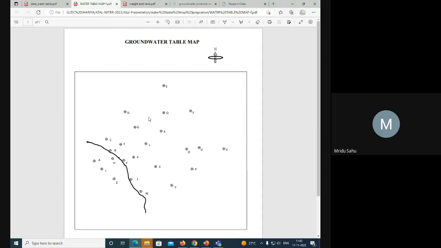Water table map preparation is very important. So we'll learn how to prepare the water table map. Here we'll learn what equipment is required to develop this kind of map.